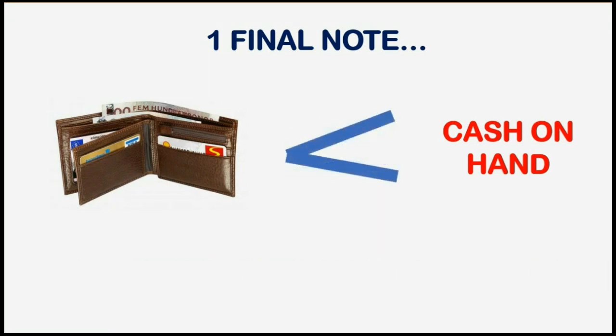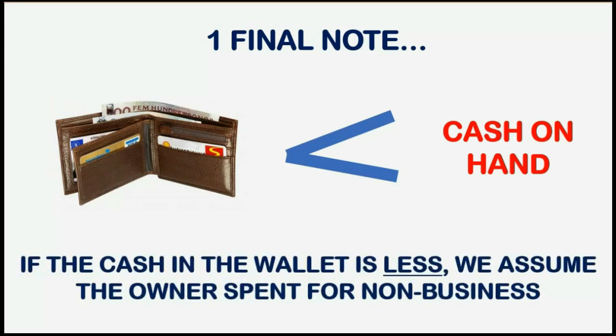However, if the cash in the owner's wallet is less than the balance that's indicated in QuickBooks for the company cash on hand, then we assume that the owner spent the money for non-business reasons and simply did not have an opportunity to record that in QuickBooks. And at whatever moment you're reporting your financial information, you have to compare the owner's wallet to the balance of cash on hand, and if it's less, you have to record a withdrawal.